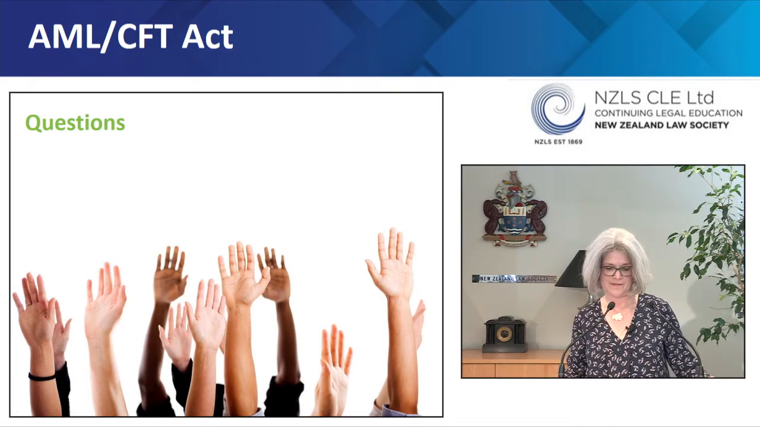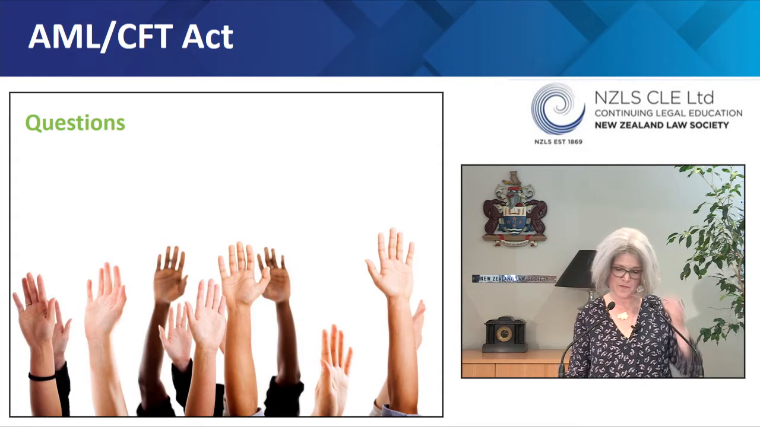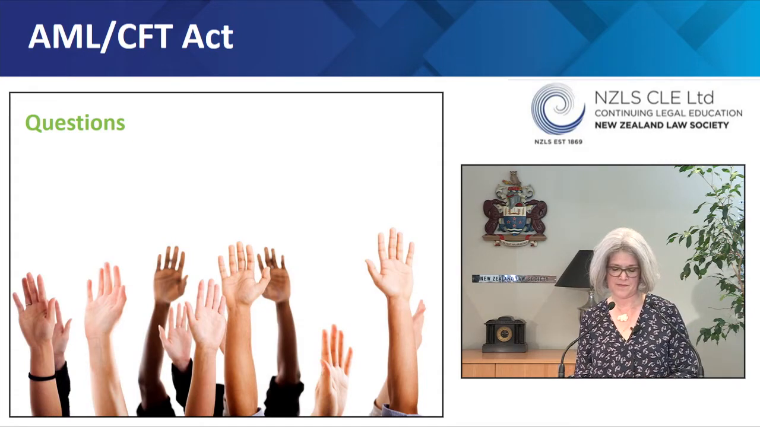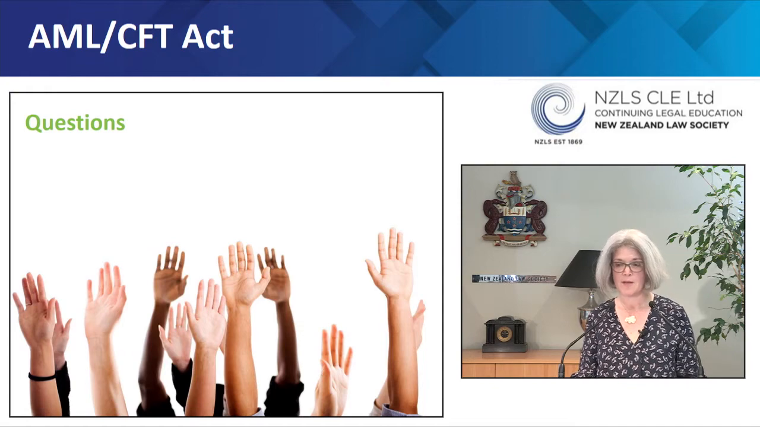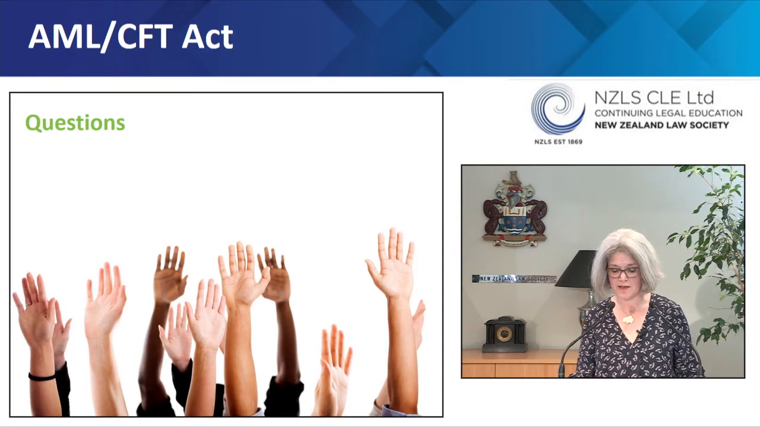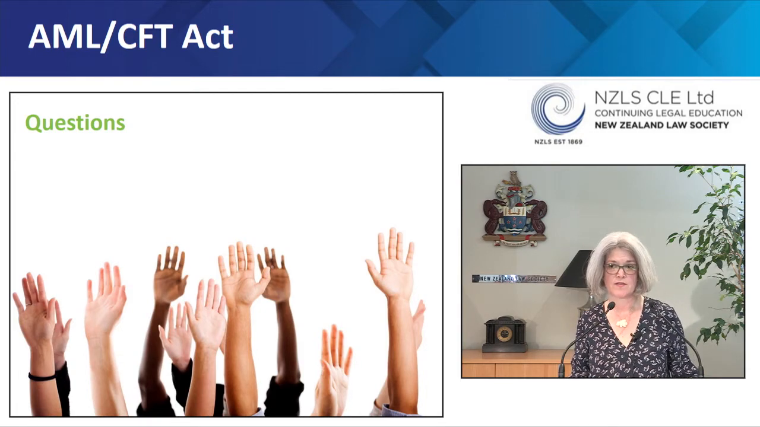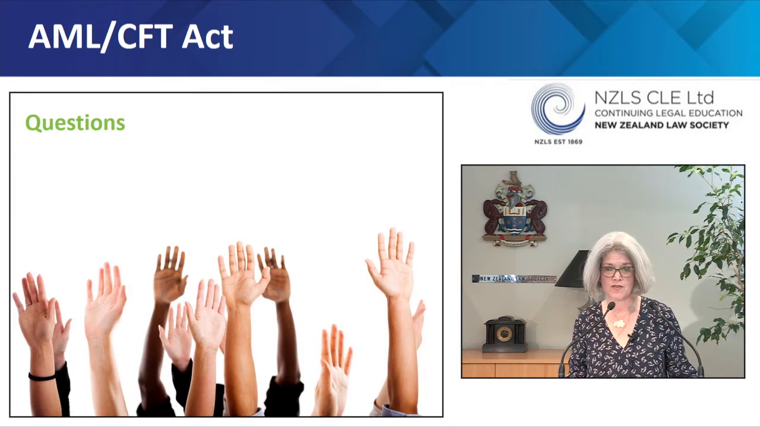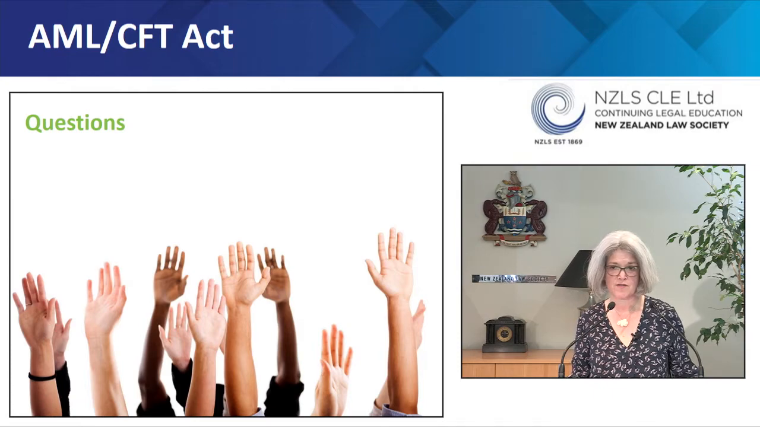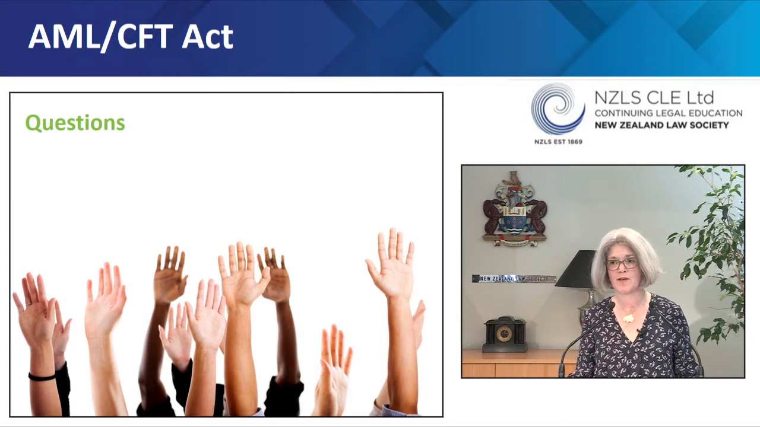How is DIA going to investigate every report of a transaction of $1,000? Okay, so that indicates that there's a misunderstanding there. DIA doesn't receive those reports of transactions. The significant cash transactions of $10,000 and over, and the international funds transfers of $1,000 or over are reported to the Police Financial Intelligence Unit.